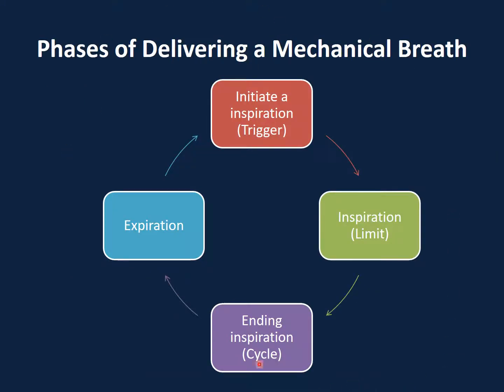We're now going to discuss the phases of delivering a mechanical breath. It's the same way that you actually would breathe. Your brain tells your diaphragm to breathe, so you initiate the breath, and you take a deep breath in, so the machine pushes in the air. Then we set some limits on the inspiration, either by time, volume or pressure, or both pressure and time, or volume and time. And then it just stops after the limits have been met.